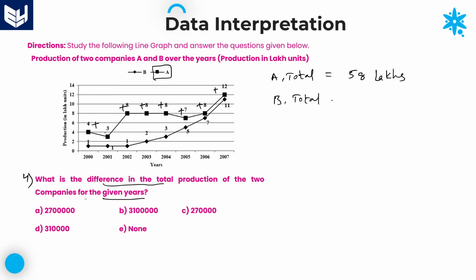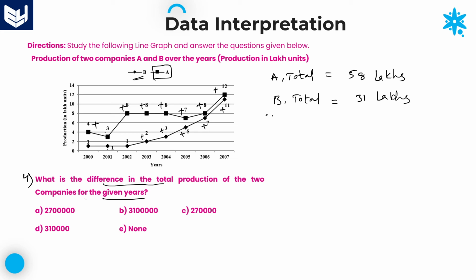Now coming to B. Company B is the rhombus shape, that is the second one. 1 plus 1, 2. 2 plus 1, 3. 3 plus 2, 5. 5 plus 3, 8. 8 plus 5, 13. 13 plus 7, 20. 20 plus 11, 31. 31 lakhs.